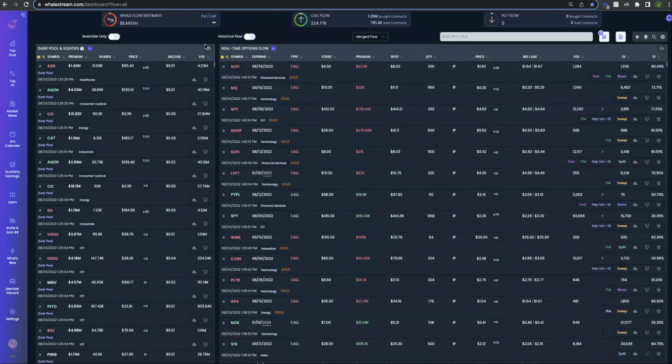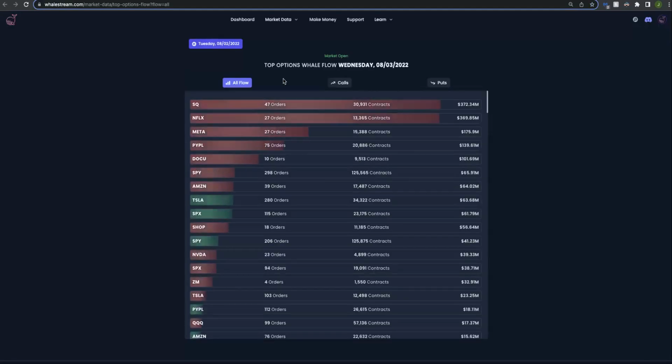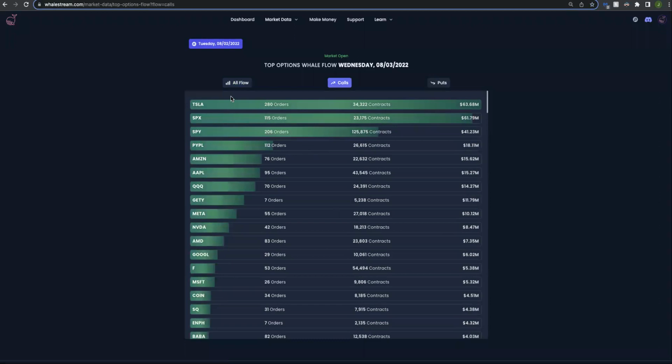But what I like to do is use this over here, the top flow, and then you can go to the calls and see the things that are most bullish today. So this will show you the top premiums on the call side of bought calls, and this will show you the top premiums of bought puts for the day. And then here it shows them mixed.